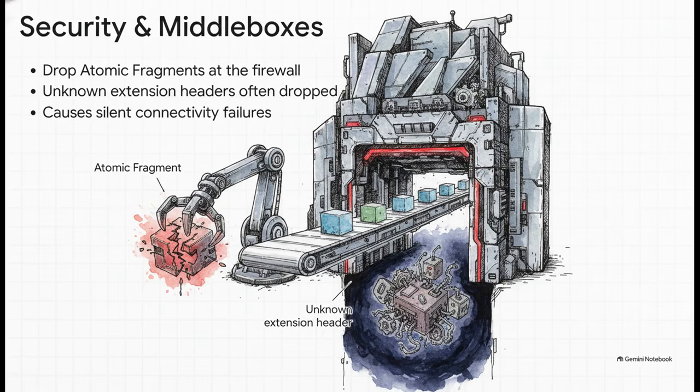You should configure your firewalls to drop atomic fragments, which are a well-known security risk. Also, beware of the middle box problem. A lot of older firewalls or load balancers silently drop IPv6 packets if they contain unknown extension headers. Always inspect your packet captures for these headers when troubleshooting mysterious connectivity drops.